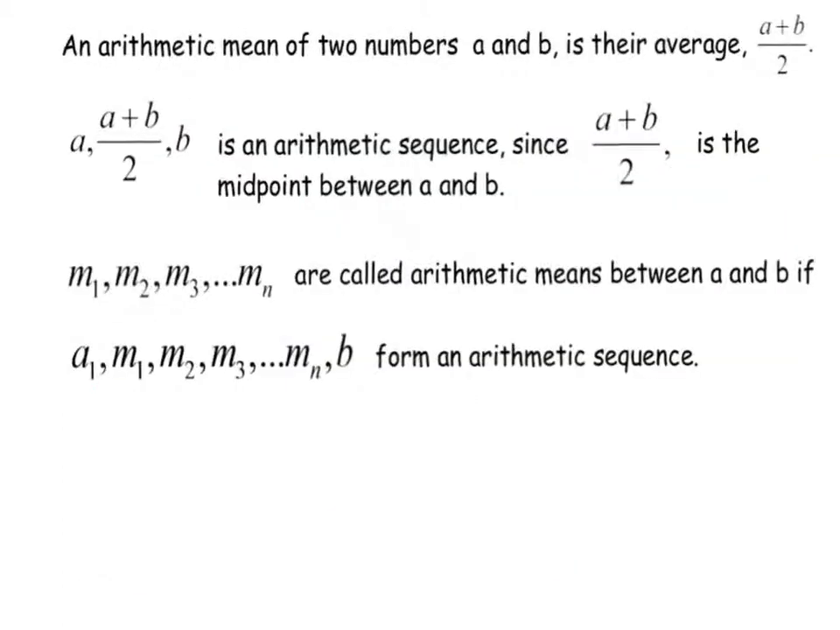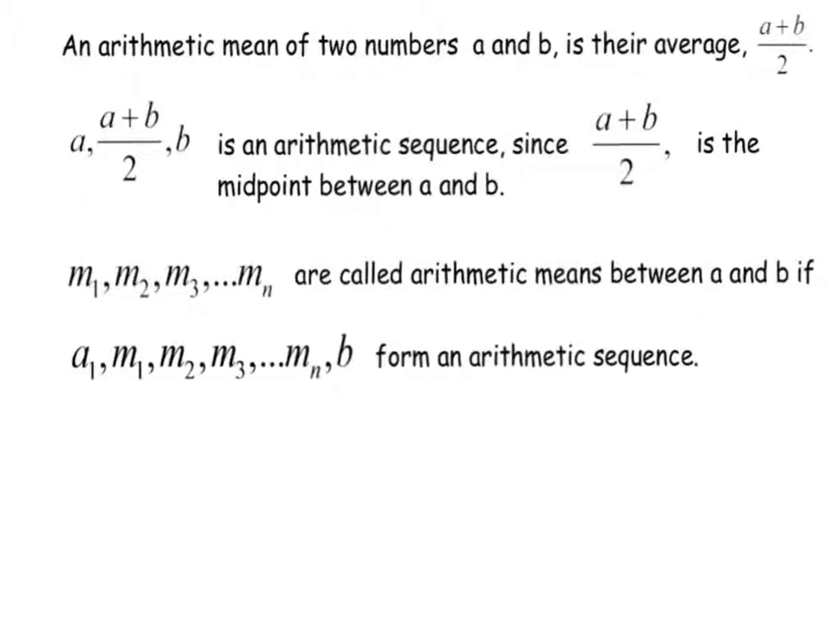An arithmetic mean of two numbers, a and b, is their average, where I am finding the sum of a and b and dividing by 2. Therefore, if I have two terms in an arithmetic sequence that are a and b, a term in between the two, or the arithmetic mean, would be a plus b divided by 2, since a plus b divided by 2 is the midpoint between a and b.